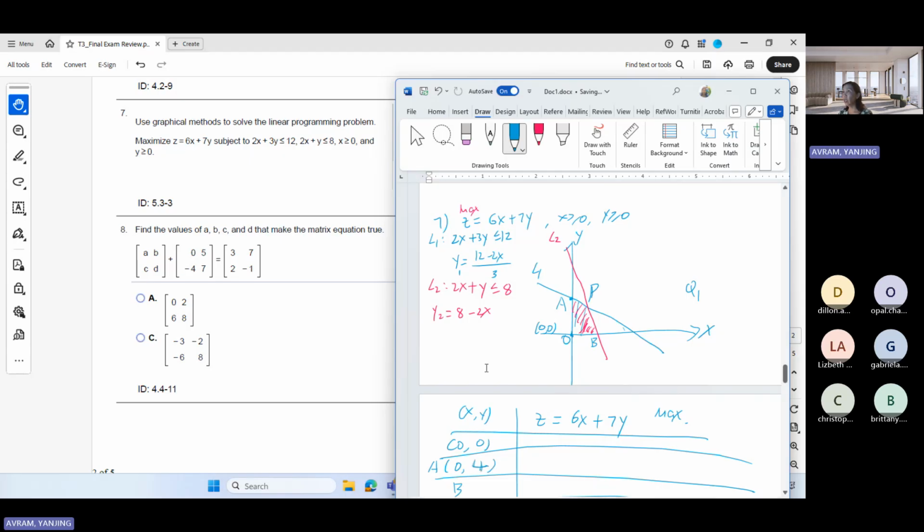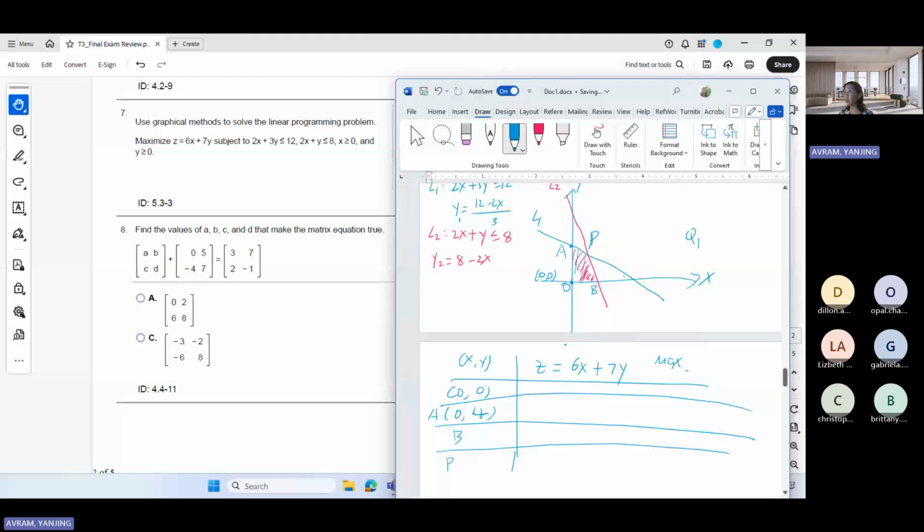Okay, and what is your B here? Well, your B here is right here. Your B here is on line 2 on the x-axis, so your y will be 0. That's it. That's your B point.